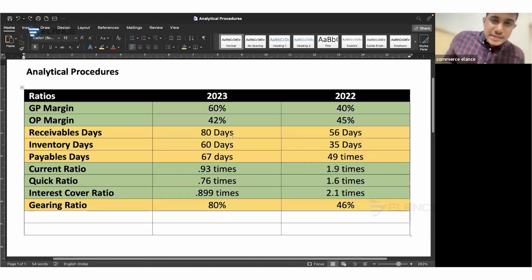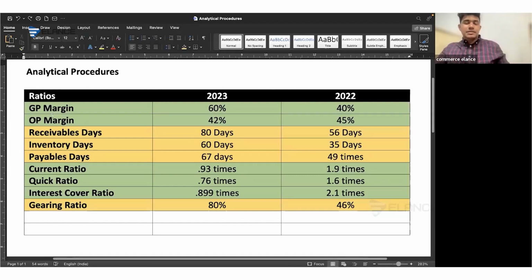So let me ask you guys, is it better to have an increase in the amount of gross profit margin and operating profit margin or a decrease in the same amount? What will be the favorable ratio? Increase. What about the current ratio, quick ratio, and interest cover ratio? Is it better to have an increase or a decrease in these amounts? Increase. Definitely increase. What about the inventory, receivables, payables, and gearing? Decrease. It is better to have a decrease. So those ratios in green should increase and those in yellow should decrease actually. That will be the favorable ratios.